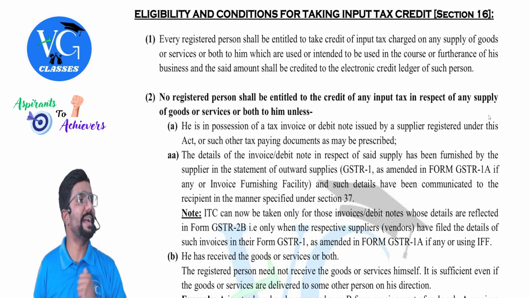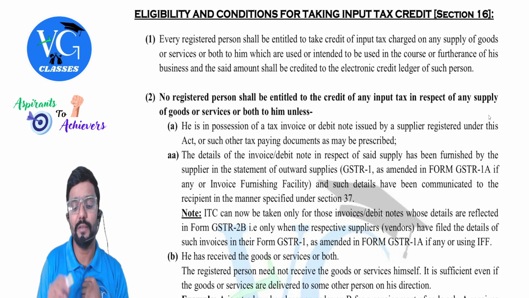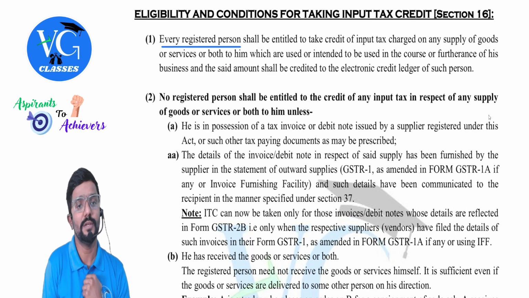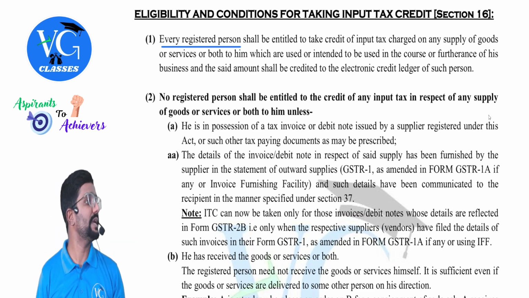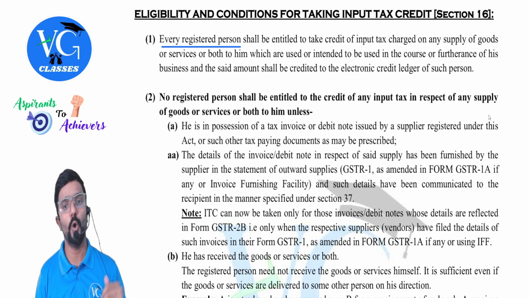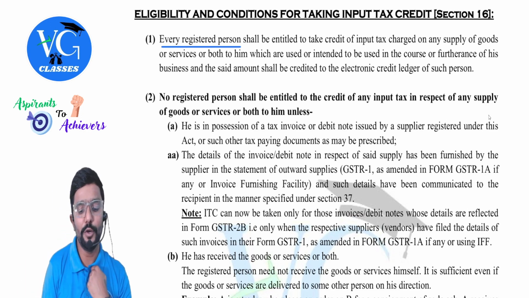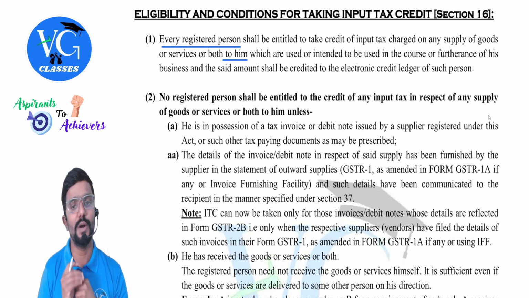Guys, a lot of things to break down here. First thing, they started with what? Registered person. So that means the recipient has to be registered. The recipient has to be registered in order to claim the credit. Okay, sir. Then the credit is on what? On the inward supply. Made to him in the sense it is inward supply.